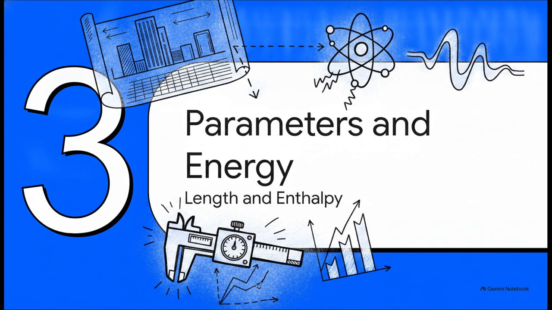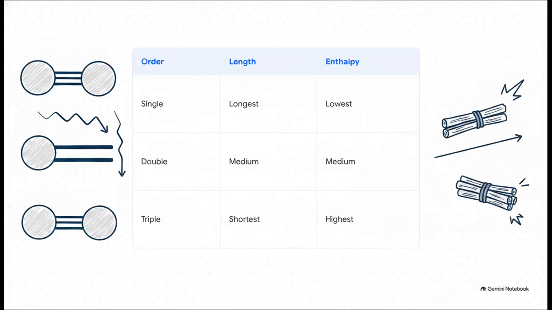Let's measure our architectural blueprint, because the forces holding these atoms together aren't just abstract ideas. They have very real technical parameters. And this table brilliantly illustrates the relationship between bond order, length, and energy. Just look at the trend here. Bond order is simply the number of bonds between two atoms, single, double, or triple.